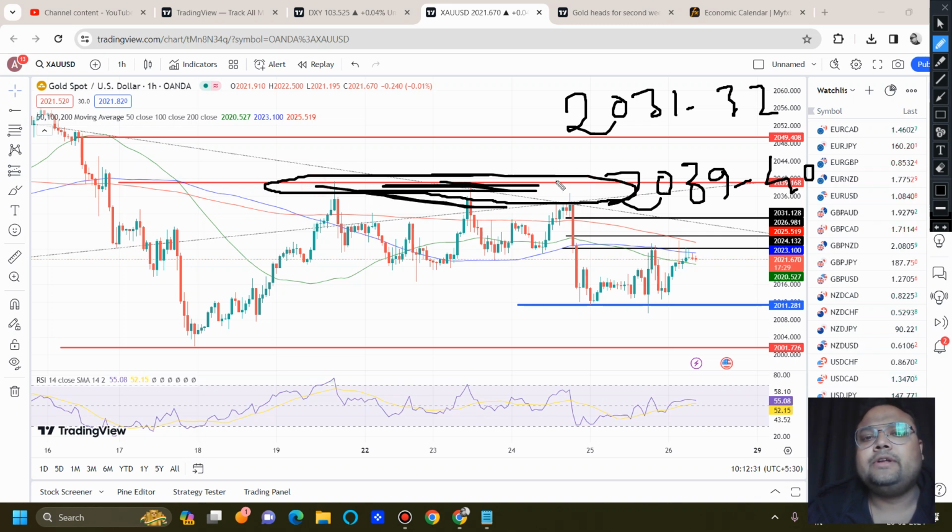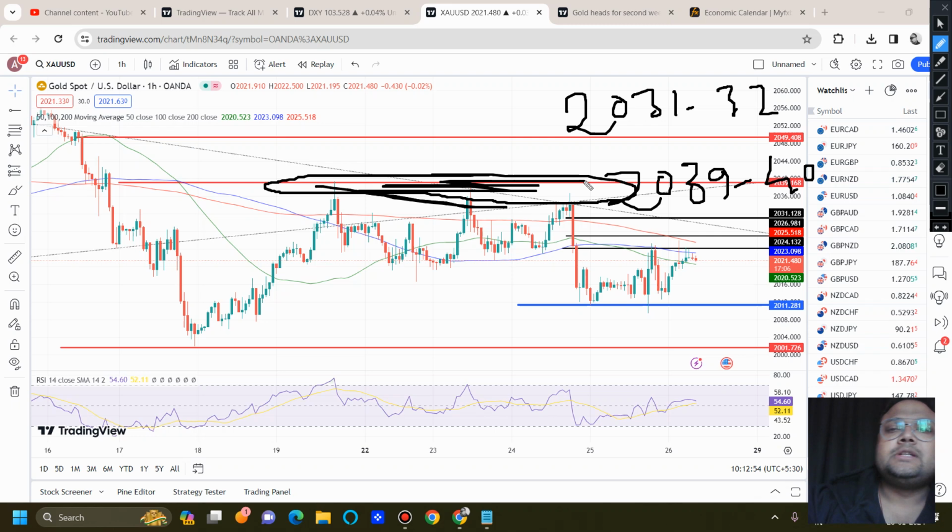Okay, so this is a resistance here. We have got good sellers sitting around this area, and in this market situation, in absence of news, I don't think the market will have the strength, the buyers will have the power, to break the level. If the market reverses, we can look for a sell, and by next week, if the market goes up, then we can look for a buy above 2040.